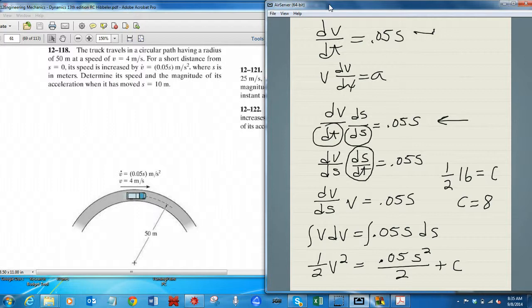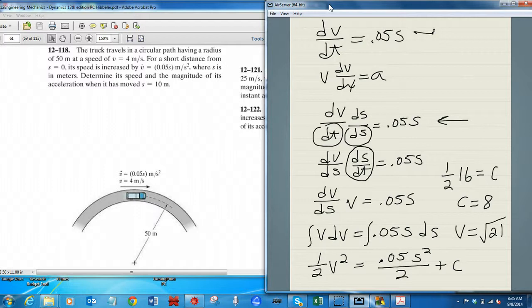So the speed is the square root of 21. Just plug in numbers. Right? Okay. Yeah. So the speed is square root of 21.